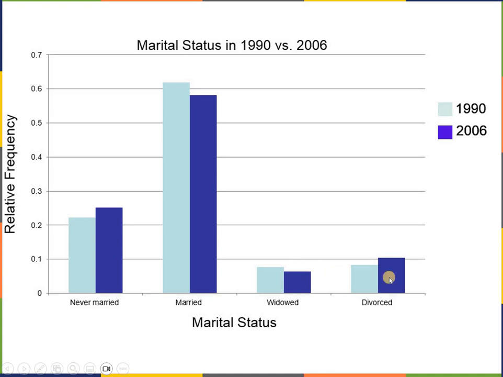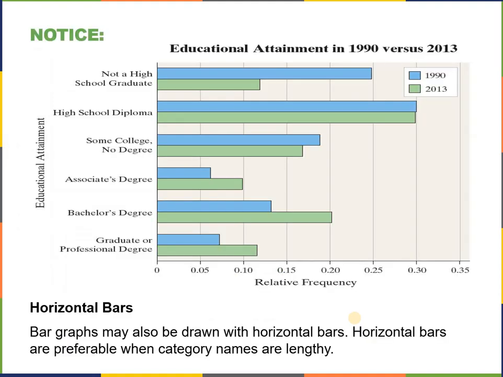So the comparison is using percentages in this case. It's not raw numbers. Again, part of that is because we don't want to study individuals in this case, because obviously the population of the United States in 1990 was smaller than the population in 2006.